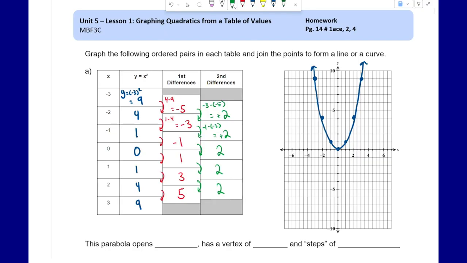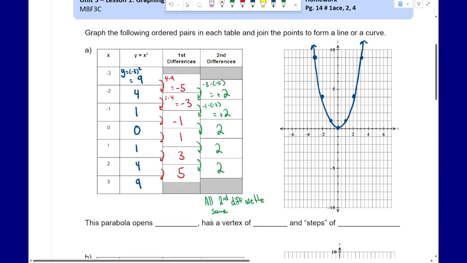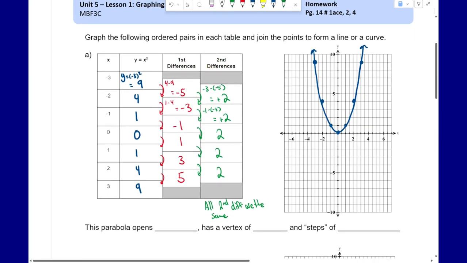And what we should notice here is that all our second differences are the same. And that is going to be a characteristic of a quadratic. And I believe you should have looked at that already in grade 10.